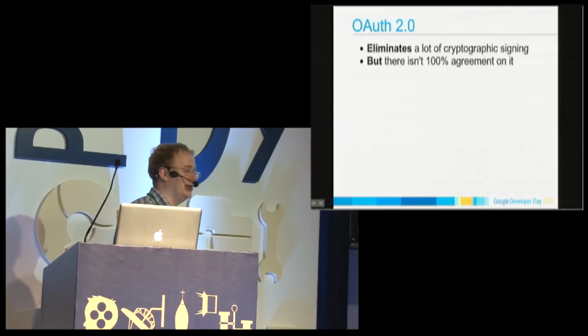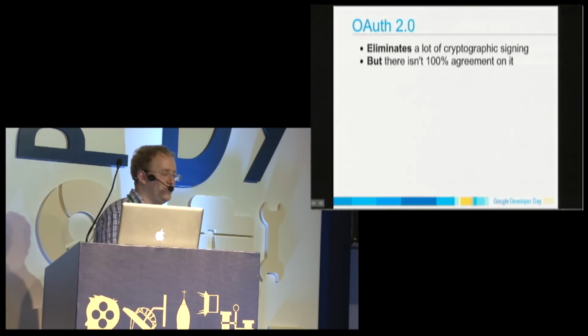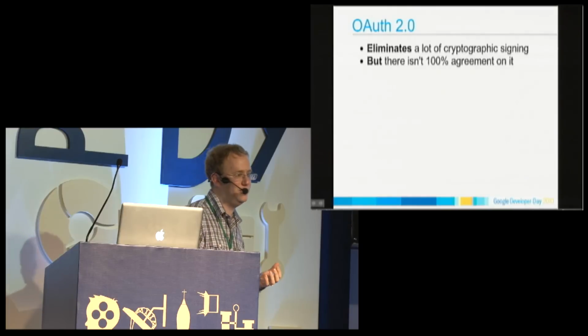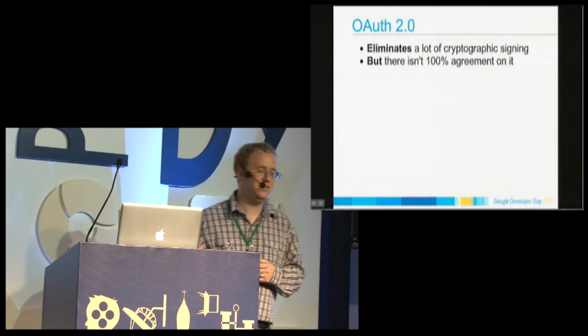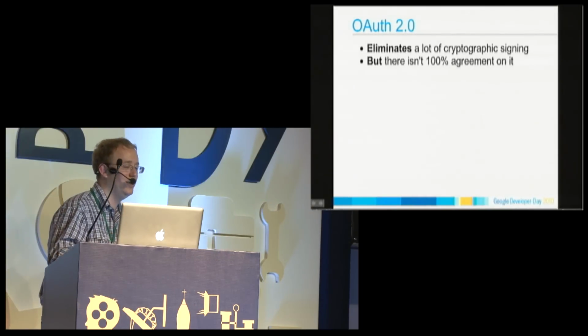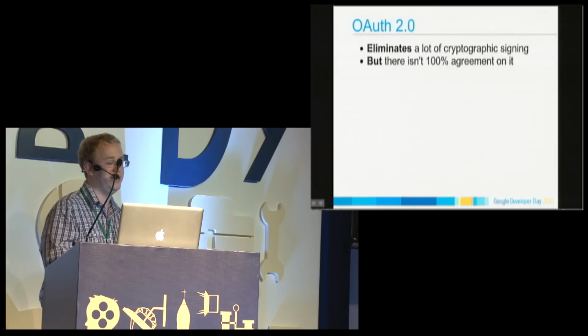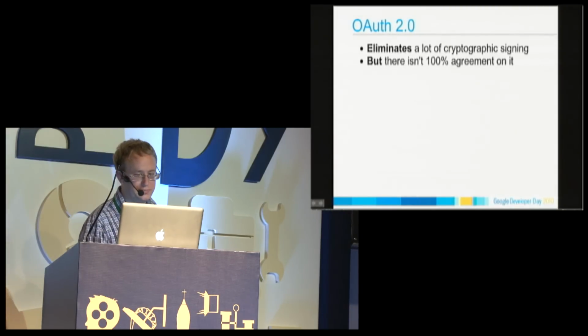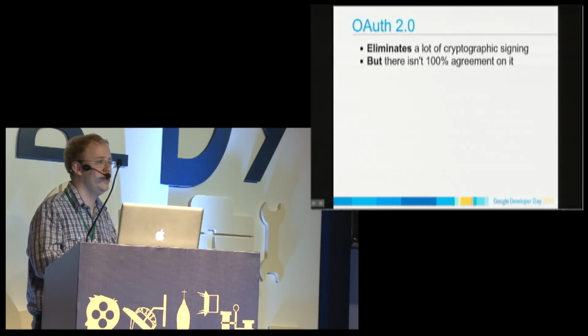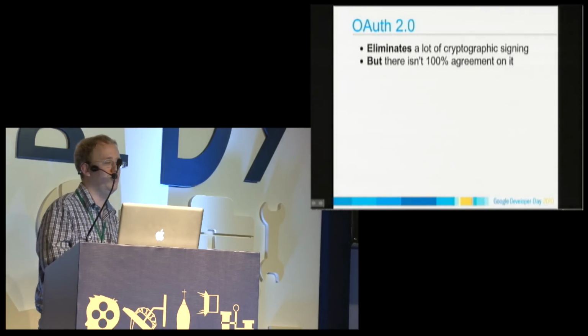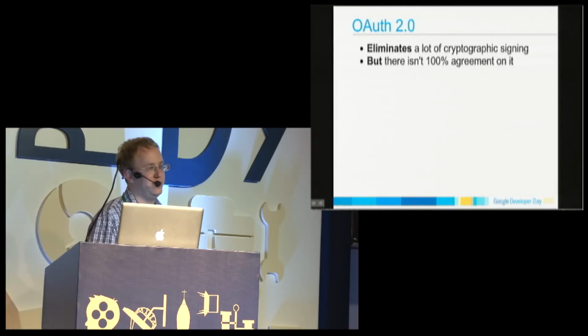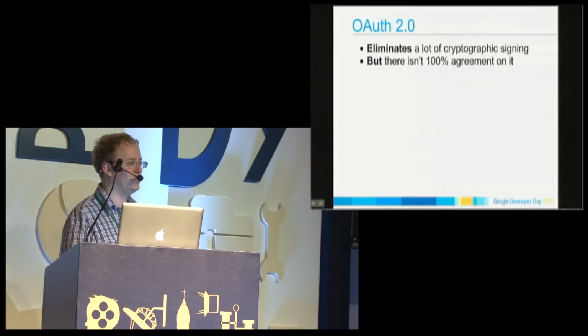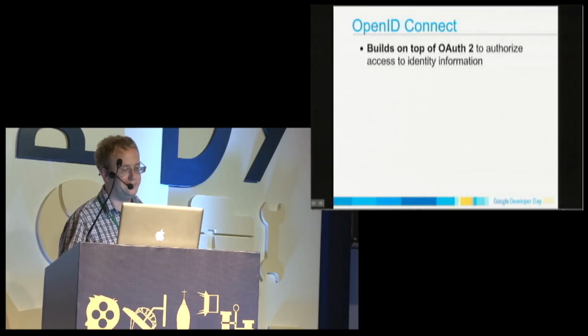But there's not 100% agreement on it. Actually, one of the primary authors of the draft has a blog post basically saying making it easier isn't necessarily making it more secure. And so I encourage you all to read up on that. His blog is actually in the resources section, which I'll show here shortly. So OAuth 2.0 also does some things around making sure OAuth is compatible with mobile devices and desktop applications, and that's all documented in the spec. You could do some of that stuff with the previous version of OAuth, but it wasn't explicitly documented.